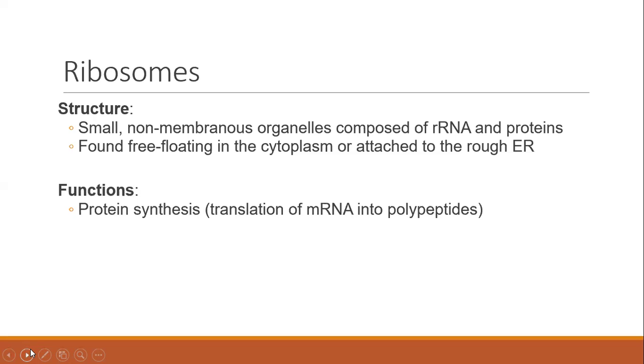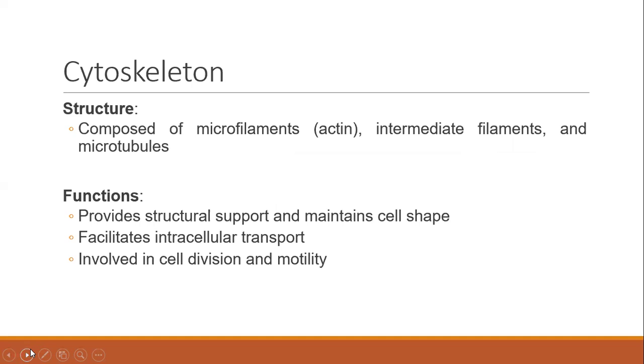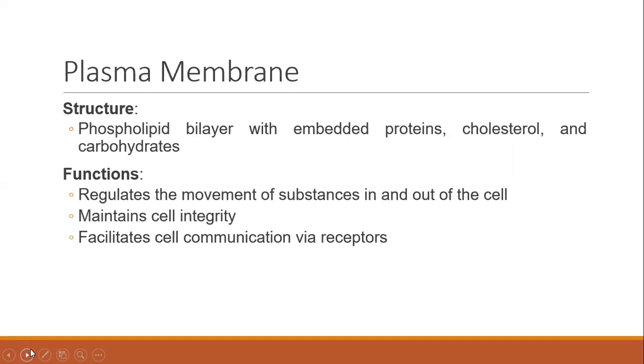And their major function is for protein synthesis, the translation of messenger RNA into polypeptides. The cytoskeleton. In terms of structure, they are composed of microfilaments known as actin, intermediate filaments, and microtubules. The cytoskeleton helps by providing structural support and maintains cell shape. They facilitate intracellular transport and are involved in cell division and motility.